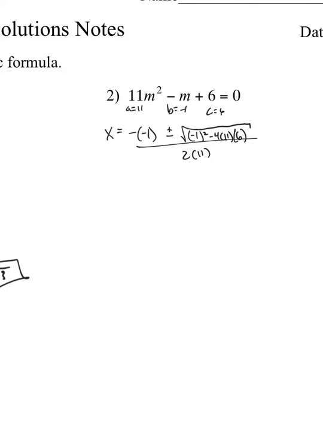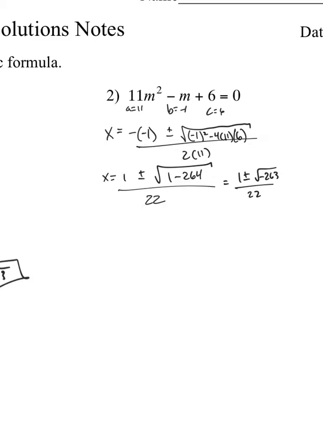So what's this all simplify to? X equals negative 1, that's positive 1, plus or minus negative 1 squared is 1, minus 4 times 11 times 6, minus 264, all over 22. Okay, so this is going to be equal to 1 plus or minus square root of negative 263 over 22. Guys, the 263 is not going to break down.